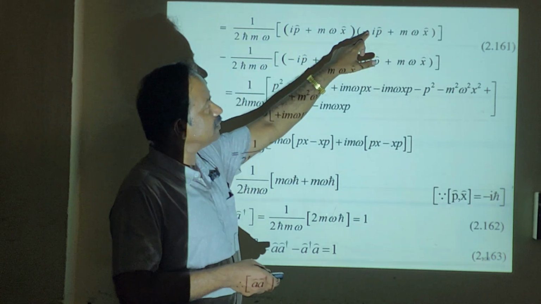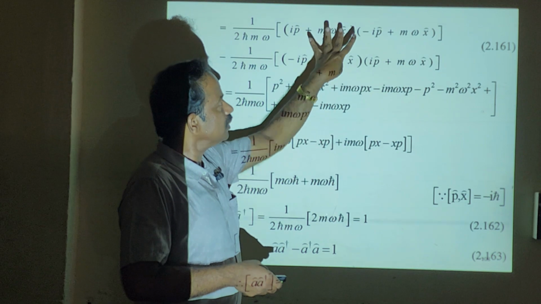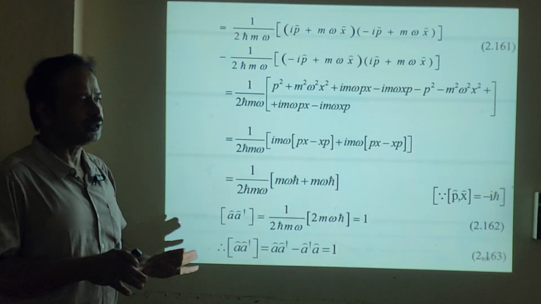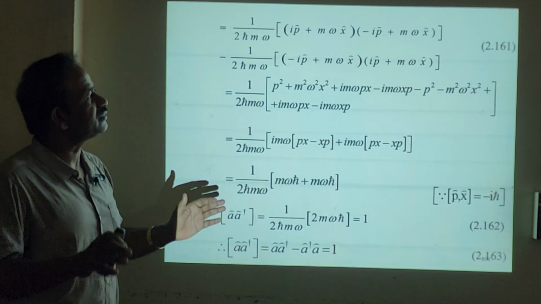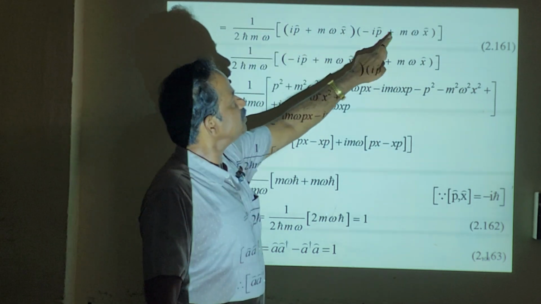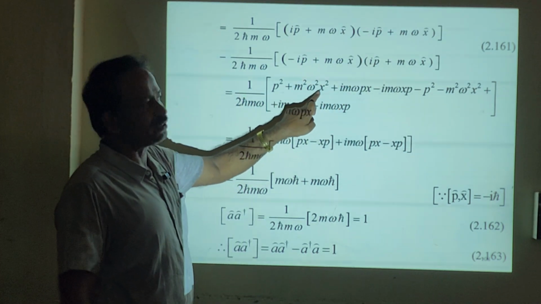Now we are going to multiply this one and this one, this one and this one. We have 4 terms here. Here also 4 terms. Very simple one. Already we have done earlier. It's very simple. First we will multiply. So this will give you p squared. We will multiply these two. That will give you m squared omega squared x squared.